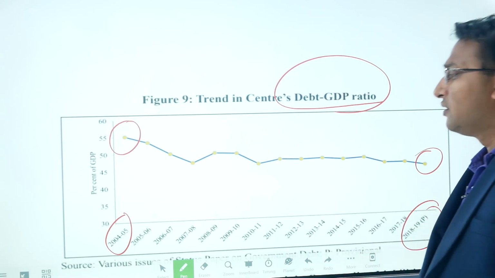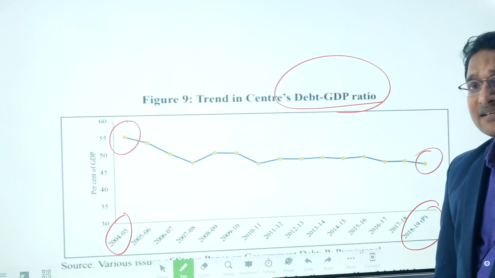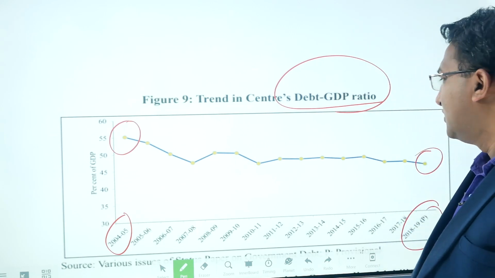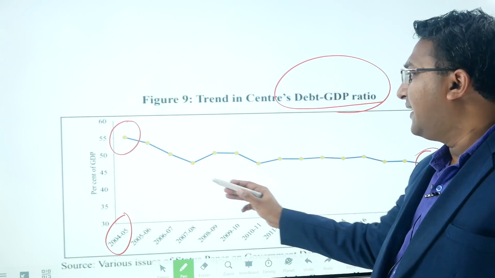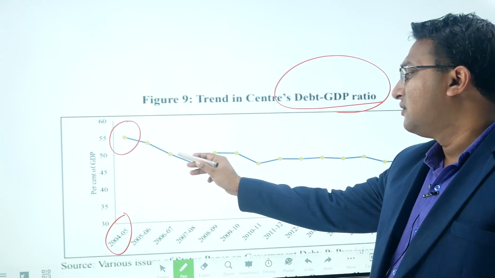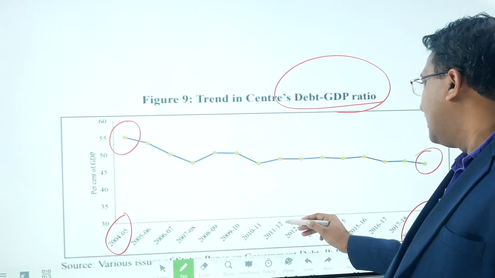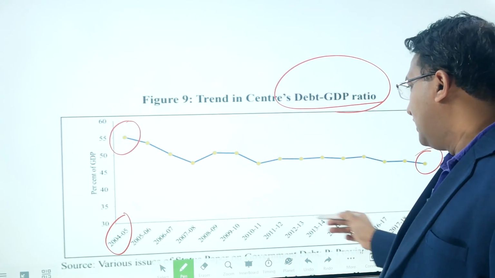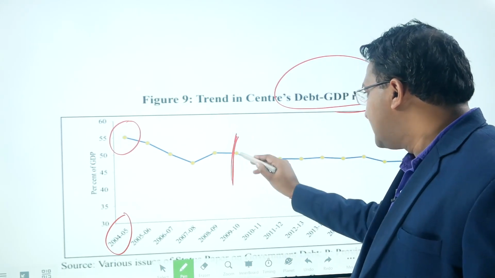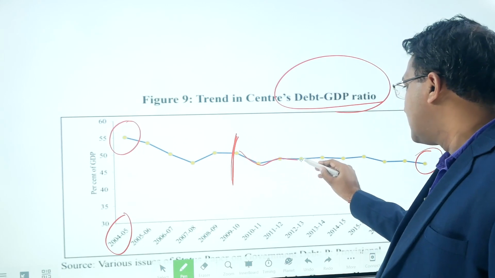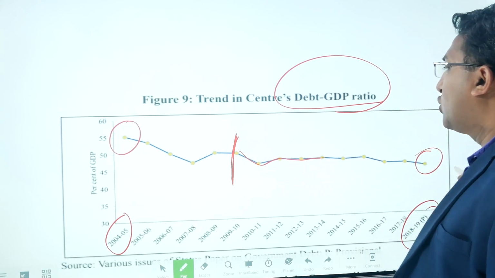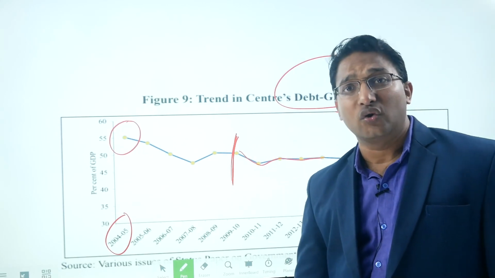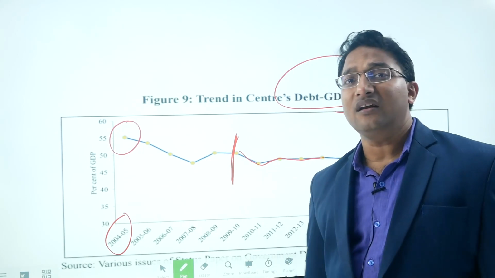This can be asked in the examination as a statement. They can ask a question that there is a steady decline in the center's debt to GDP ratio in the last 10 years. Starting from here, we can see there is a decline, then there is an increase, so there is a fluctuation. If the question comes, there is a steady increase or a steady decline, both statements are wrong.